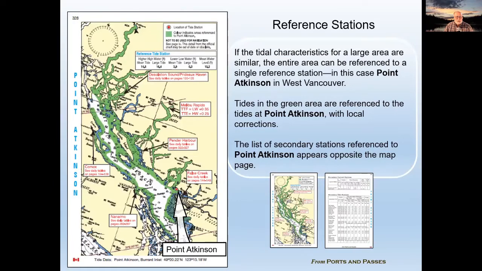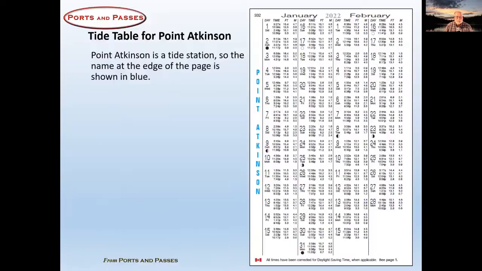Now, once you turn to the reference station for the particular area you're in, you will see a map page that gives you a better idea of the areas that are referenced to the reference station. And on the right-hand side, you will see a table of secondary stations with corrections. In addition, once you turn past the secondary stations, you will get into the actual tide tables for Point Atkinson or whatever tide table you're looking at.